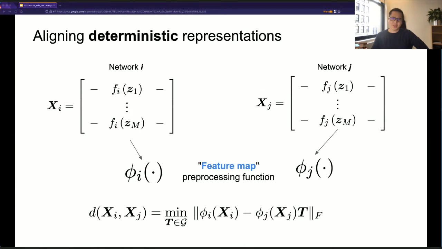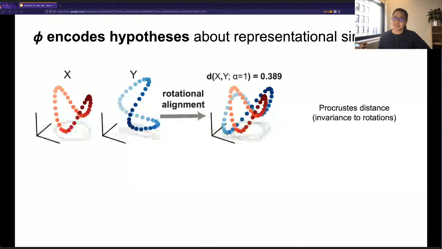Sure, yeah. One thing that people ask is, if phi is so flexible, it can be nonlinear, then isn't it doing all the work in doing the alignment? Can't phi just do the alignment? And really, I think at the heart of it, that allows me to segue into my next slide, actually. Phi encodes hypotheses that we have about representational similarity.